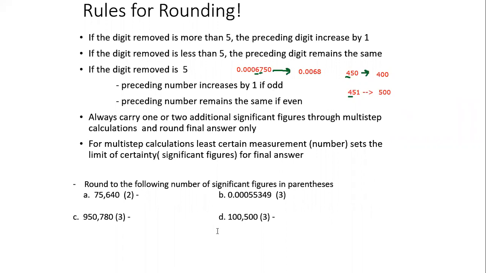But here, let's take a look at these examples. So in the first one, we want to round 75,640 to two significant figures. So we go 7, 5. After the 5 is a 6. So since it's greater than 5, we're going to round up. So again, it's going to be 76. And then we replace the 6 and the 4 with trailing 0. So this becomes 76,000.